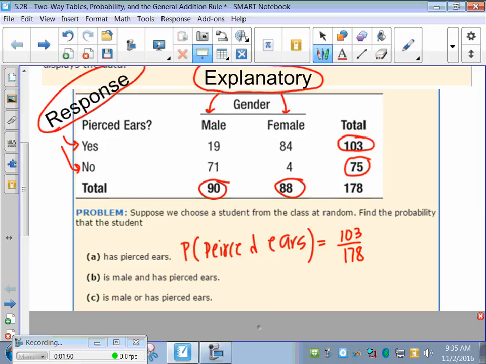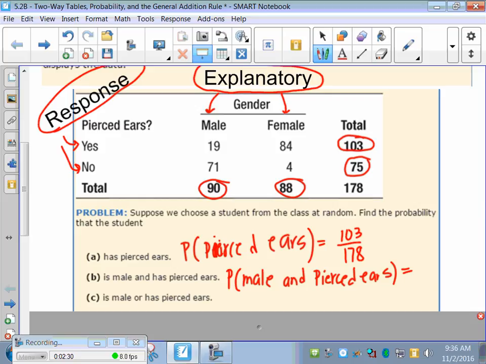And then we have is male and has pierced ears. So both is male and has pierced ears. This is the probability of male and pierced ears. I don't know how to spell this, so it's backwards on that one. Okay, there we go. Both occurring at the same time. When it's and, you guys, or means you're adding them, but and means both occurring at the same time.